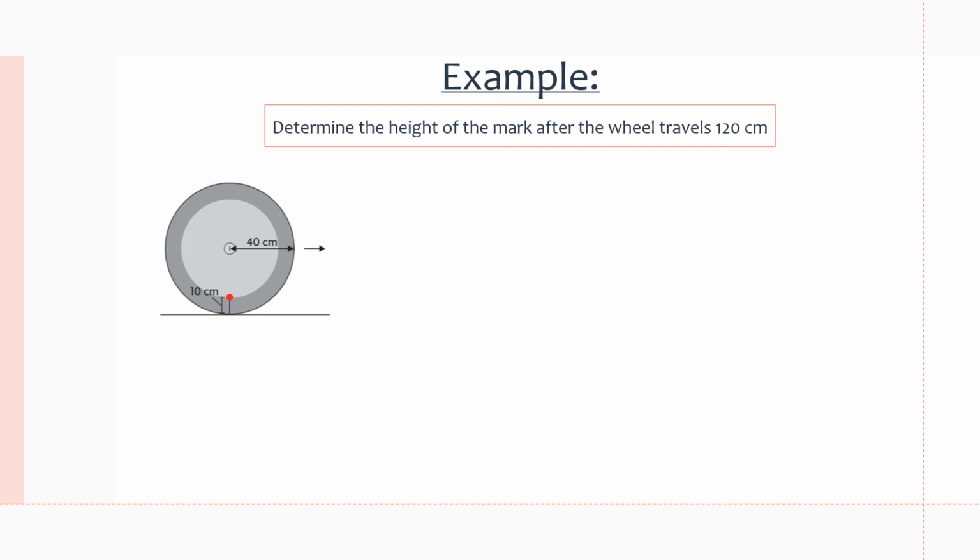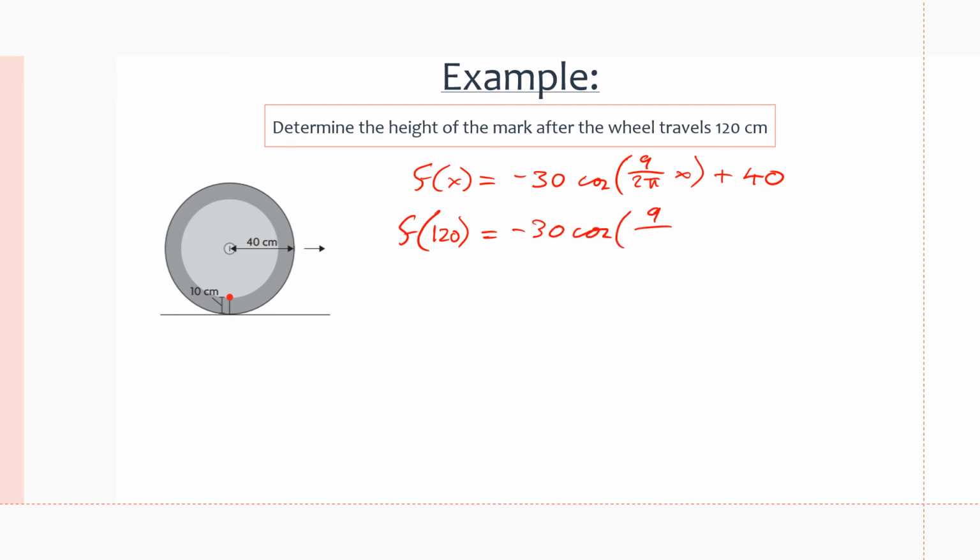And last example here, we want to determine the height of the mark after the wheel travels 120 centimeters. Okay, so if we bring back our equation, we'll have negative 30 cosine of 9 over 2 pi x plus 40. So again, just like in the last example, to determine the height of the mark, which is our dependent variable, we want to plug in our independent variable, which is when the wheel travels 120 centimeters. So f of 120 will be negative 30 cosine of 9 over 2 pi times 120 plus 40.